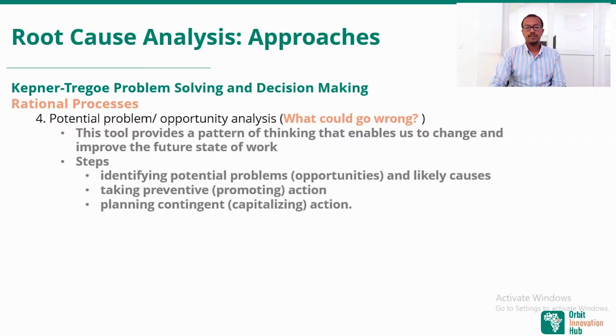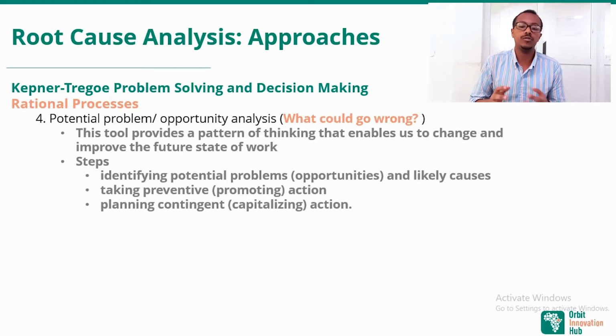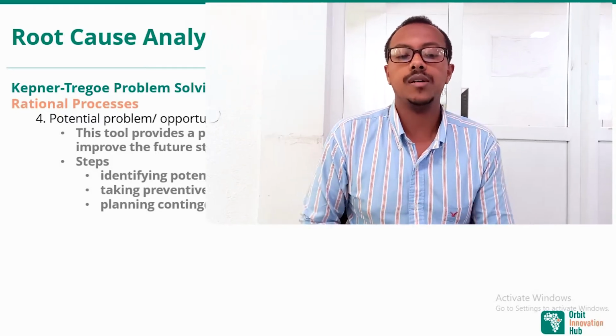The last one is the potential problem or opportunity analysis, which assesses what could potentially go wrong. This tool provides a pattern of thinking that enables us to change and improve the future state of work. The steps that we can use in this particular area are identifying the potential problems or opportunities and likely causes of the problem that we're trying to solve, taking preventive or promoting actions, and planning contingent or capitalizing actions to make sure that whatever assumptions we have going forward don't necessarily happen.